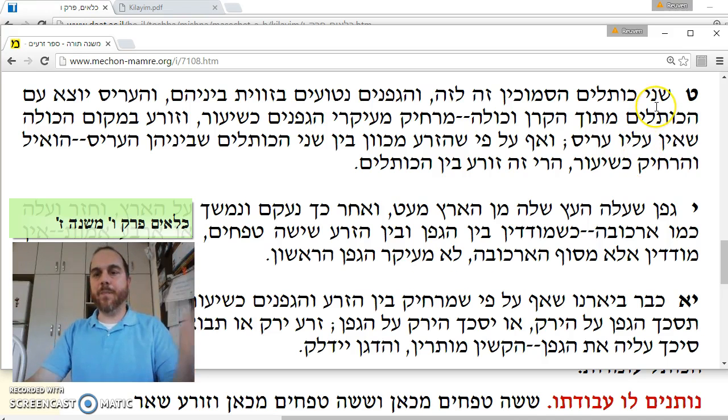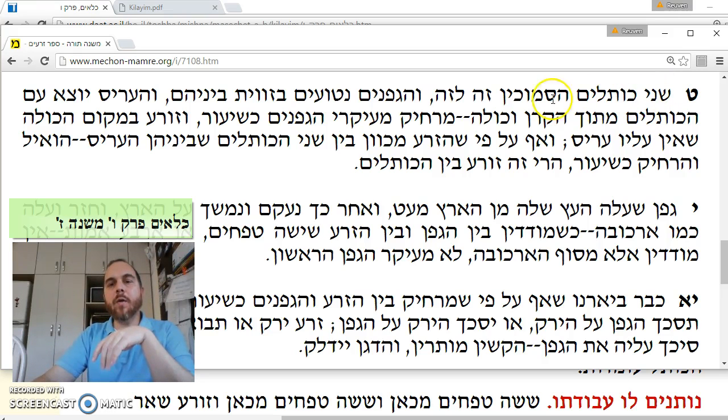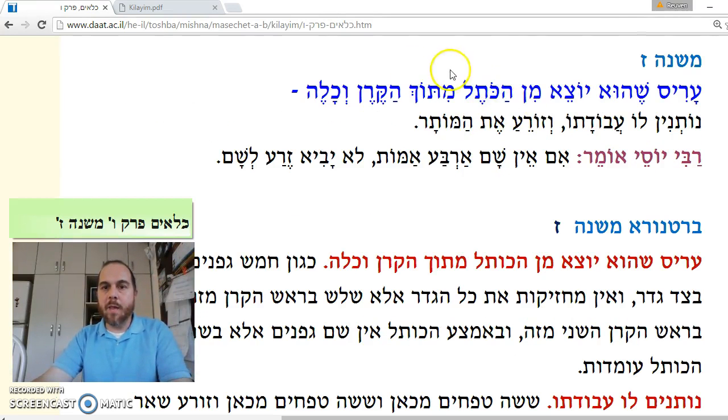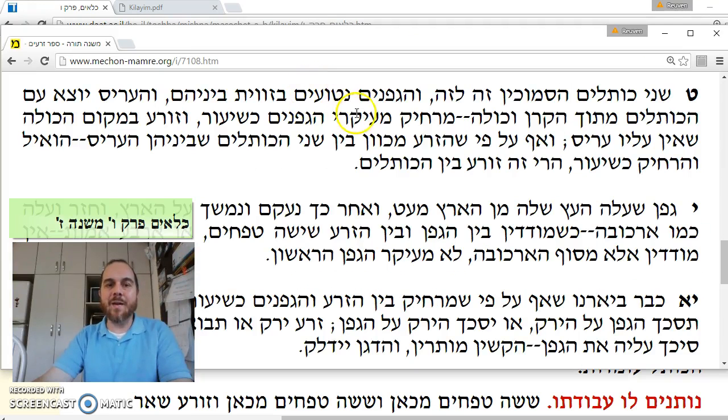I want to share with you the Rambam. The Rambam reads the Mishnah in an entirely different way. He says the following: "Shnei kotlim smuchim ze lezeh," two walls that are adjacent one to the other, "v'hagfanim netuim b'zavit beinehem," and the vines are planted in a corner between them. "V'ha'aris yotzei min hakotlim mitoch hakeren v'kaleh," and the aris emanates from the walls in the corner, and it stops. Remember, that's from the language of the Mishnah: "min hakotel min hakeren v'kaleh."